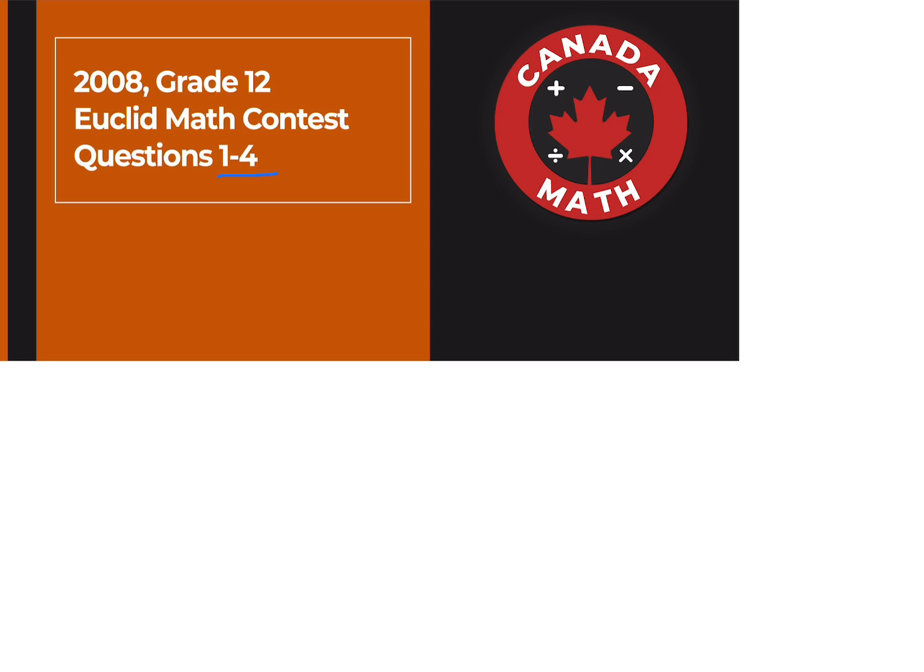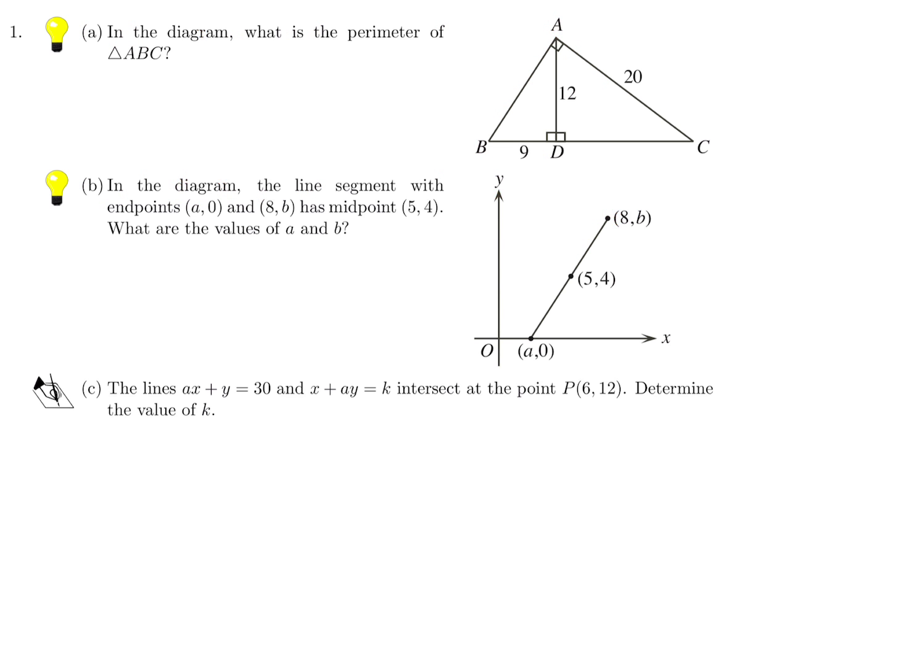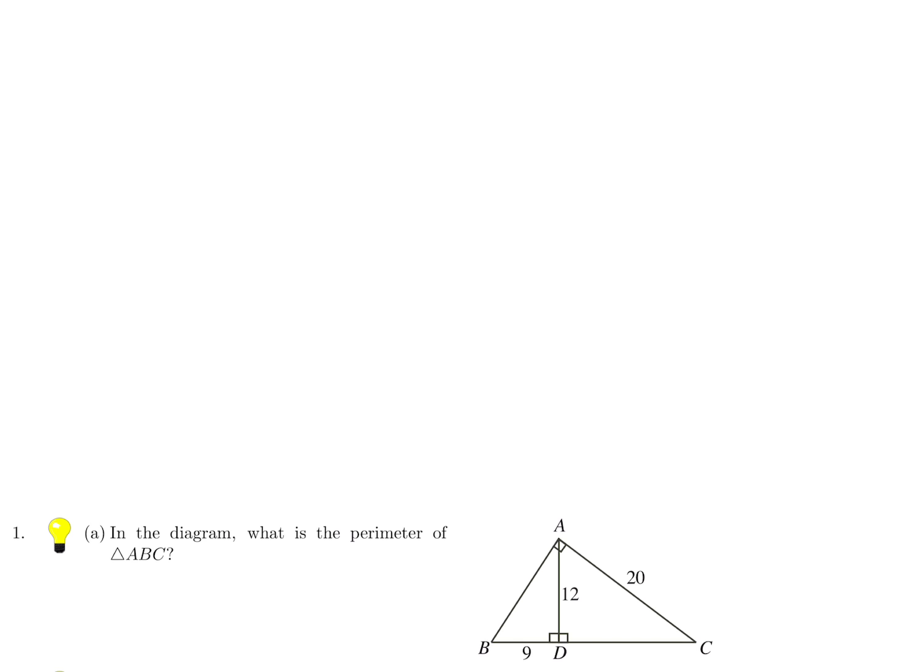Questions 1 through 4 on the 2008 grade 12 Euclid math contest. In the diagram, what is the perimeter of ABC? Obviously, we're going to use Pythagoras at least twice probably in this question.